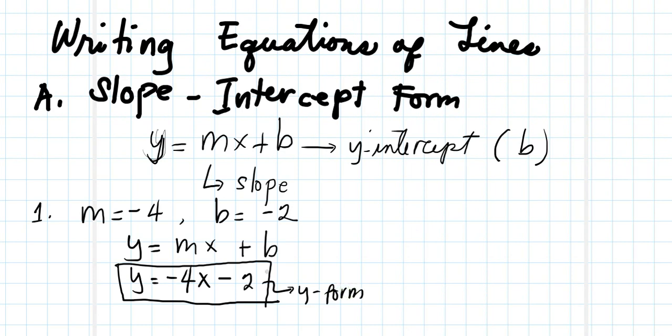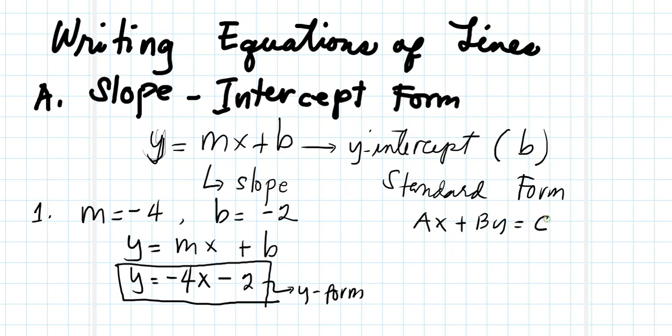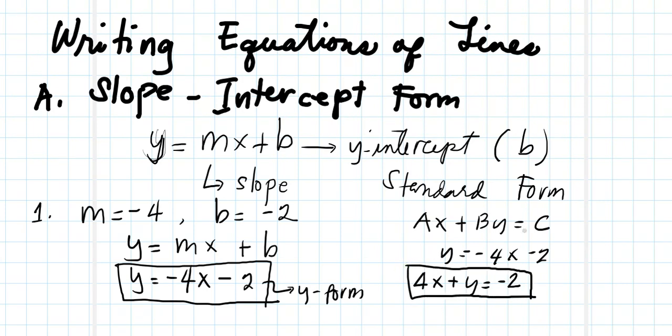So we are going to change this to the standard form. How do we change this to standard form? Okay, so the standard form is ax plus by is equal to c. Since we have here -4x minus 2, you will just transpose -4x. That becomes 4x plus y is equal to -2. And this is now the equation in the standard form.